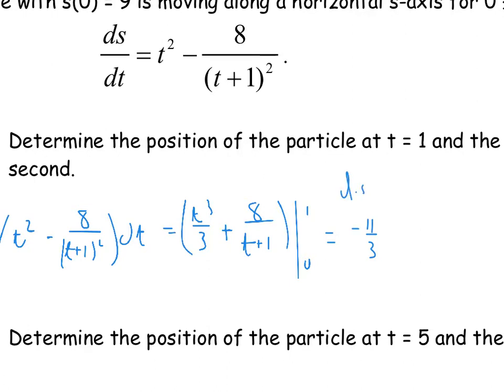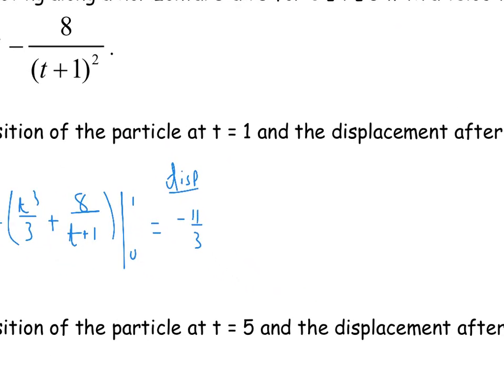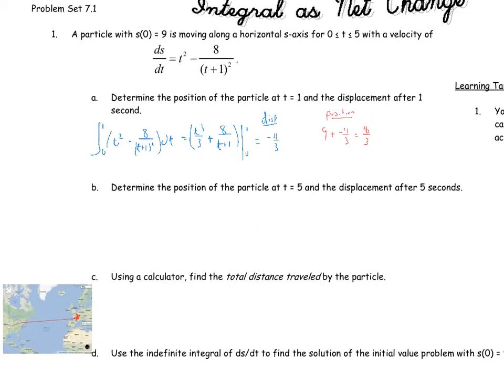I'll just label it as DISP, even though you can't read that. There we go. All right, so that's our displacement. And then position at time t equals 1, you do the displacement over the first second, from 0 to 1, plus the initial position. So it's 9 plus negative 11 thirds, which is 16 thirds for the position. Again, position is initial position plus displacement. All the things you're finding in this problem are really important to understand how to find them and the differences between them, meaning position, displacement, and total distance traveled.